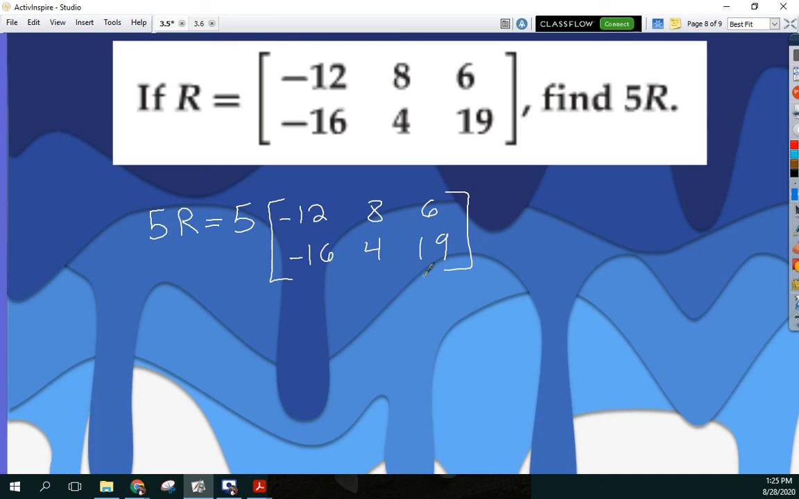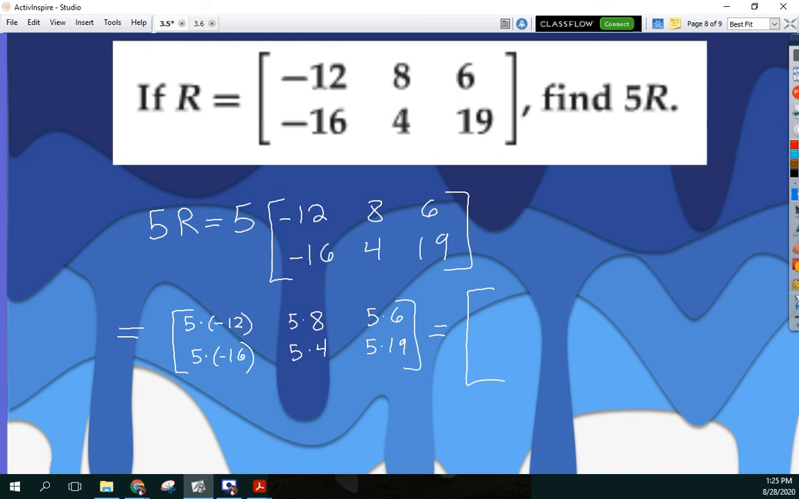And again, we're basically thinking about it like it is distributing. So we would have 5 times -12, 5 times 8, 5 times 6, 5 times -16, 5 times 4, and 5 times 19. And then we're just going to simplify that. Again, you don't have to write out that middle step. I'm just showing you so you can see where I'm getting all of the numbers from.